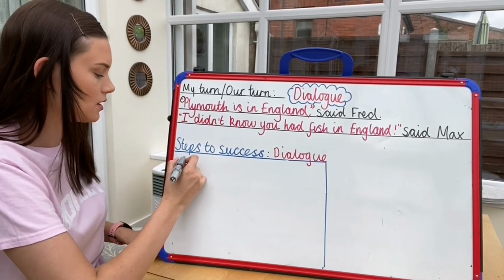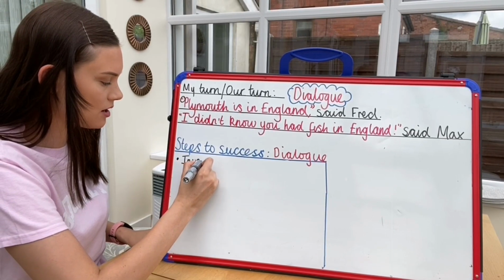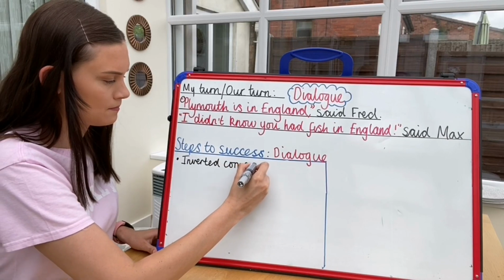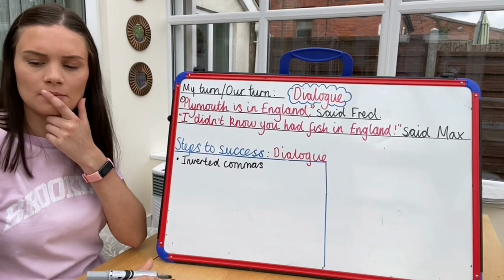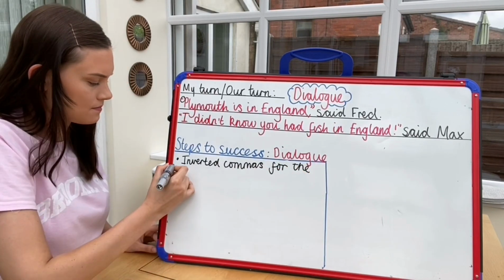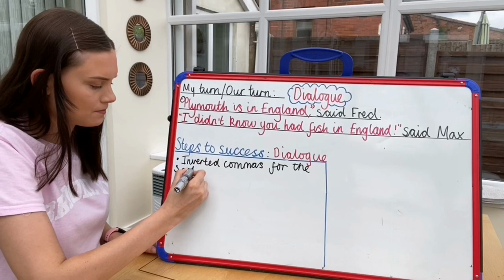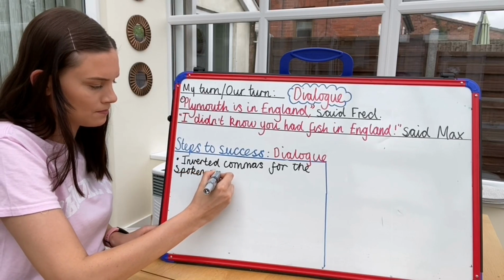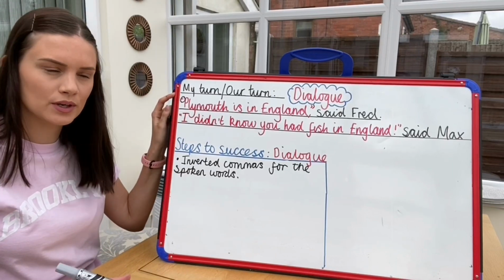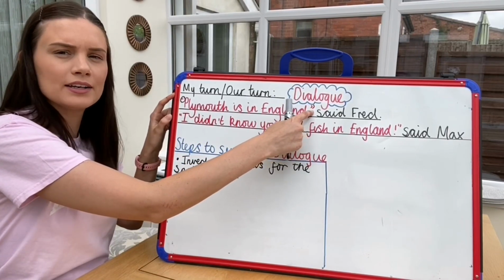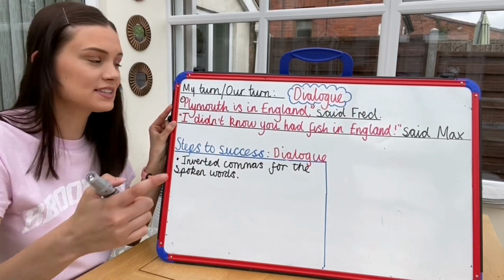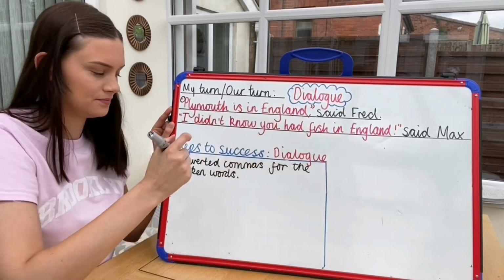Well done. So the first step to success is inverted commas for the spoken words. Okay, that's our first step to success. Inverted commas for the spoken words. Now you'll notice there's not an inverted comma after where it says said Fred, because Fred didn't say said Fred. Fred said Plymouth is in England.